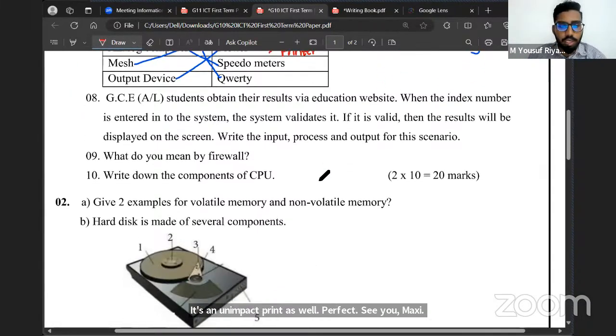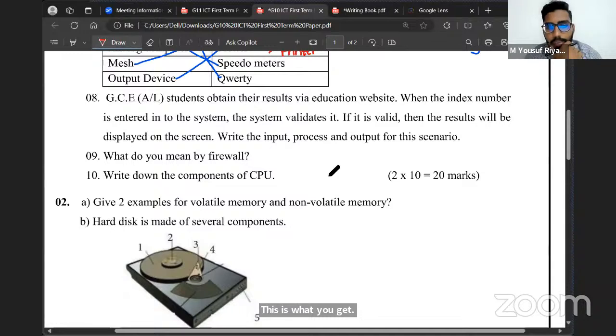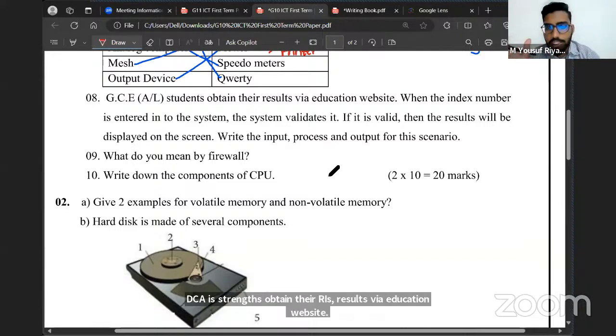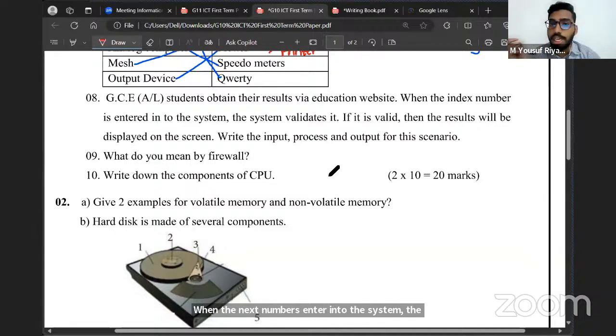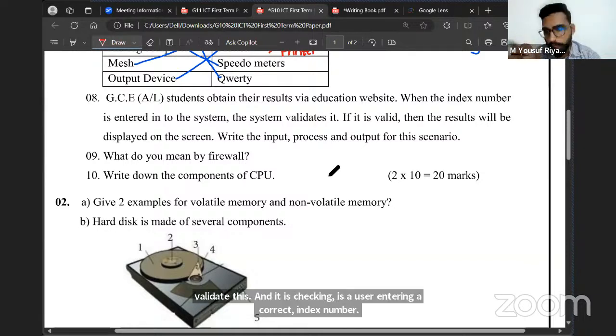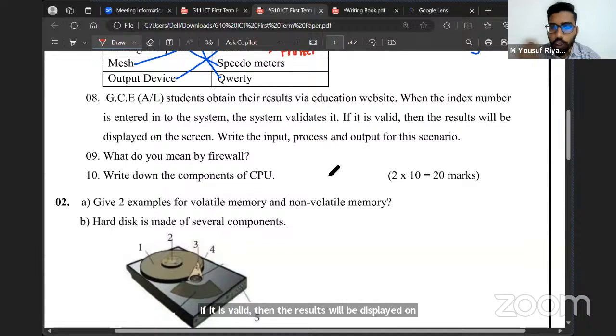Yes. The next one. GCSE students obtain their results via an education website. When the index number is entered, the system validates it. Validate means it's checking whether the user entered a correct index number. If it is valid, then the results will be displayed on the screen. Identify the input, process, and output of the scenario. In this scenario, what is the input? Input means whatever you give to the system. So in this scenario, what are the things you're going to give to the system?